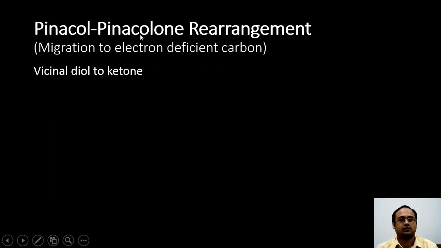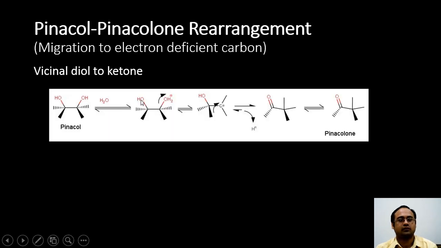So let us move to another molecular rearrangement, that is the pinacol-pinacolone rearrangement. Here the migration of the groups takes place to an electron deficient carbon. In this pinacol-pinacolone rearrangement, a vicinal diol is converted into a ketone. So this is how we can understand that reaction. Pinacols, which are vicinal diols, that means they have hydroxyl groups on two adjacent carbon atoms. Under slightly acidic conditions, they will react to form the protonated pinacol.